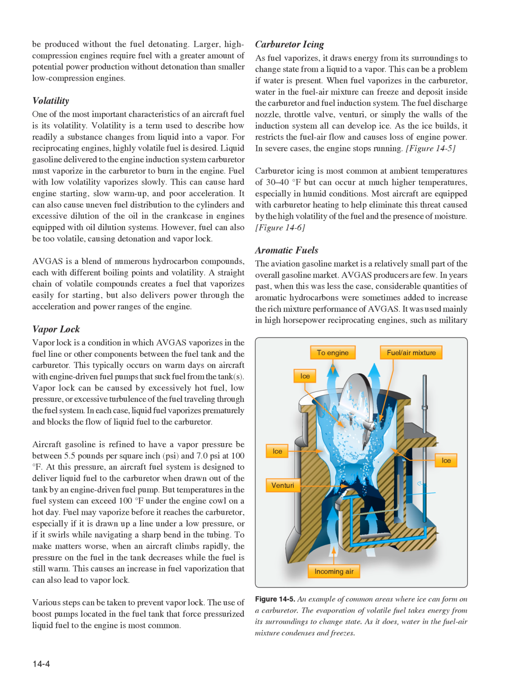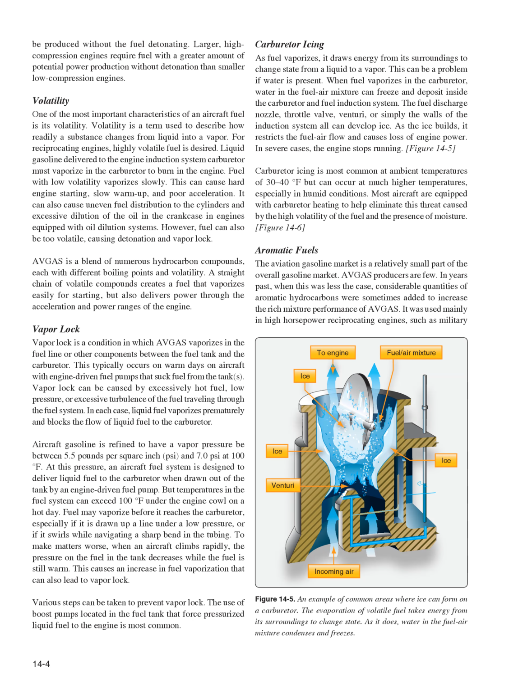Aircraft gasoline is refined to have a vapor pressure between 5.5 pounds per square inch (psi) and 7.0 pounds per square inch at 100 degrees Fahrenheit. At this pressure, an aircraft fuel system is designed to deliver liquid fuel to the carburetor when drawn out of the tank by an engine-driven fuel pump. But temperatures in the fuel system can exceed 100 degrees Fahrenheit under the engine cowl on a hot day. Fuel may vaporize before it reaches the carburetor, especially if it is drawn up a line under a low pressure, or if it swirls while navigating a sharp bend in the tubing.